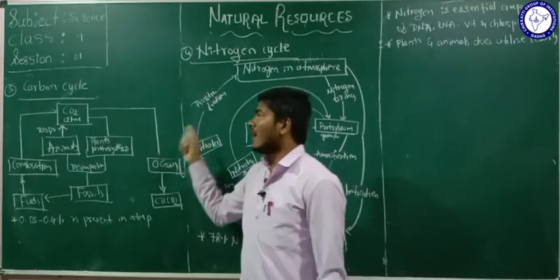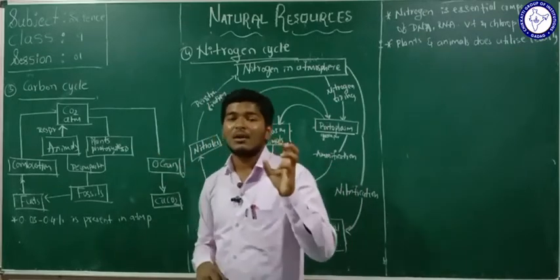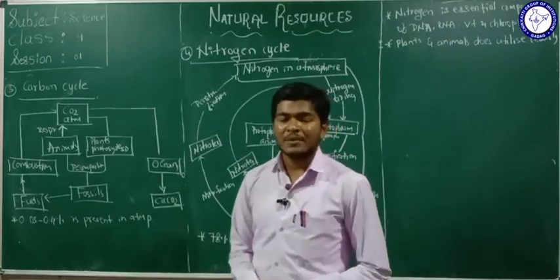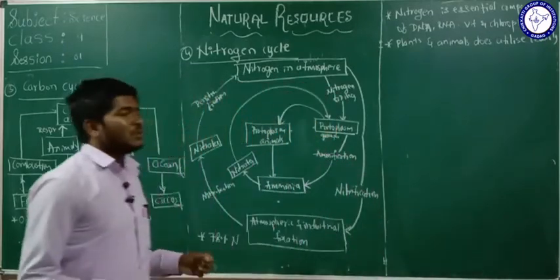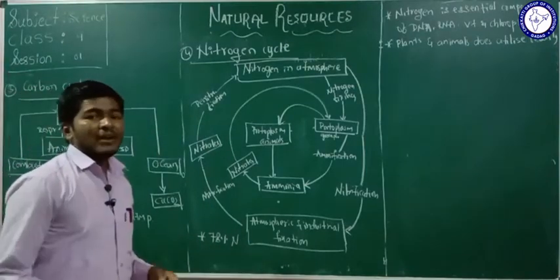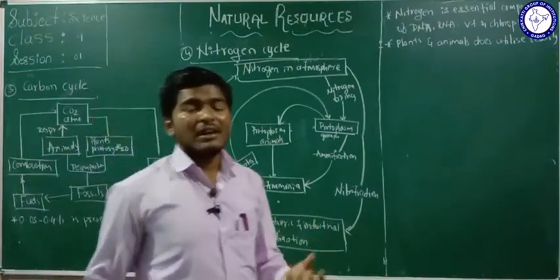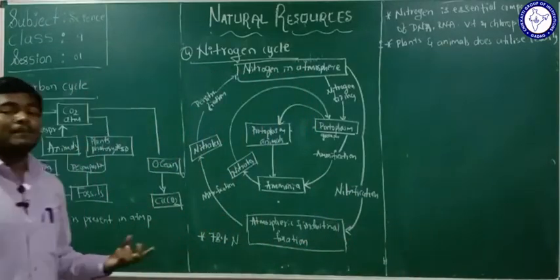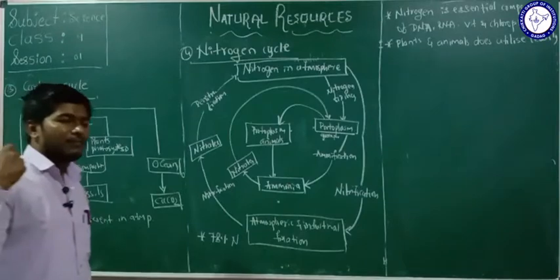So this is all about another most important biogeochemical cycle, that is the carbon cycle. Another biogeochemical cycle that I am considering here is the nitrogen cycle. In our air we see a large amount of nitrogen present, that is 78% nitrogen in the atmosphere.